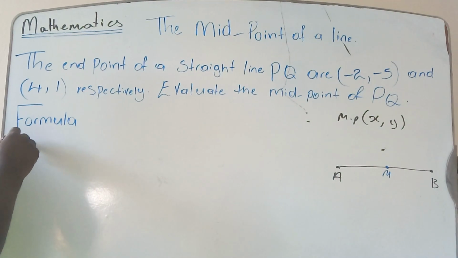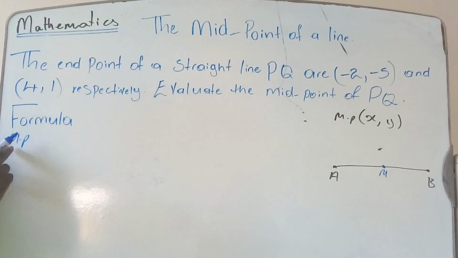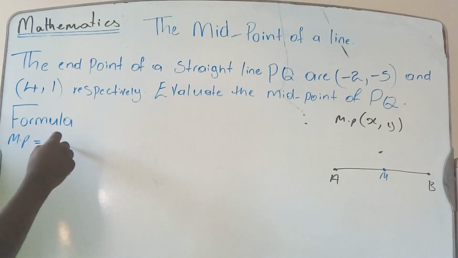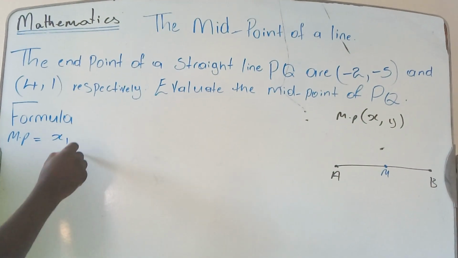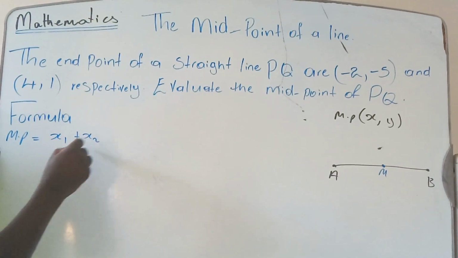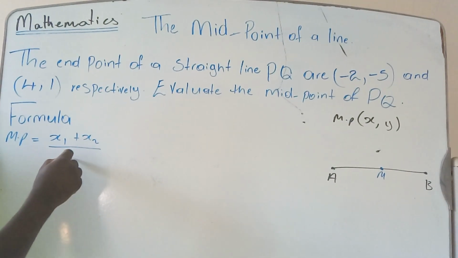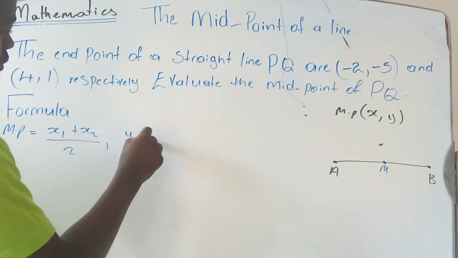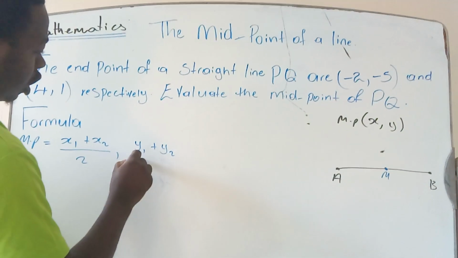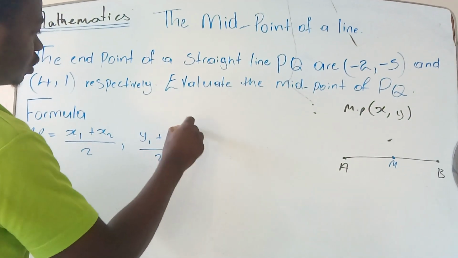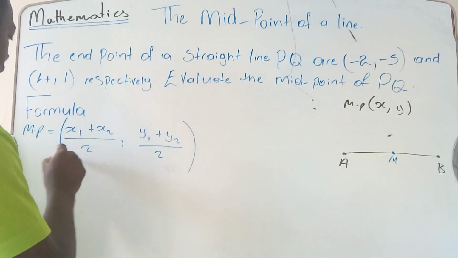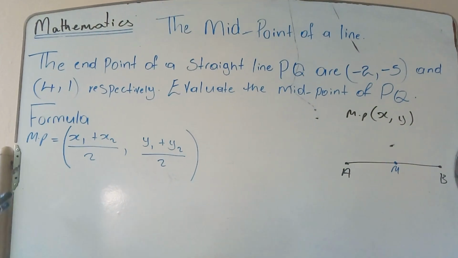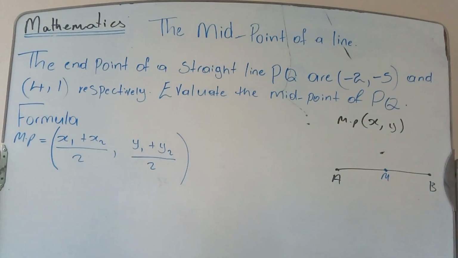So the midpoint, I'm going to use MP for midpoint in short. The midpoint of a line is equal to (x1 plus x2, all of that divided by 2, comma, y1 plus y2, all of that divided by 2), and you put it in a bracket. And that is the formula that we use to calculate the midpoint of a line. Now, let's get into the example on the board.